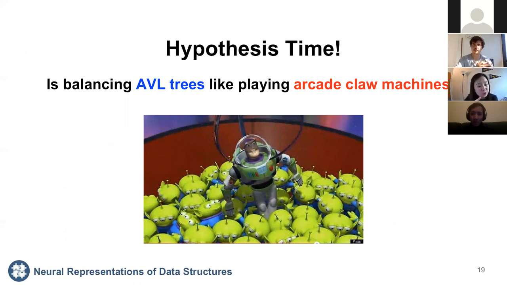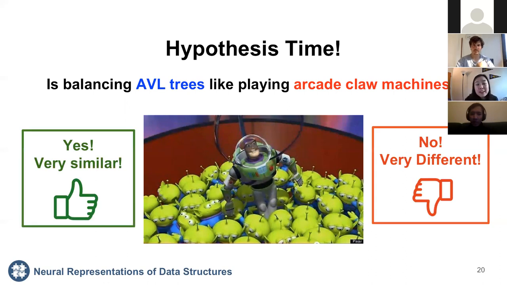Also, do you still remember balancing a tree in your data structure class? So the question for you is, do you think these two activities are very much alike in the way of thinking? If you think there are similar cognitive activities, please type yes in the Zoom chat channel. If not, just type no. Let's wait for about maybe 10 seconds for everyone to make a decision.